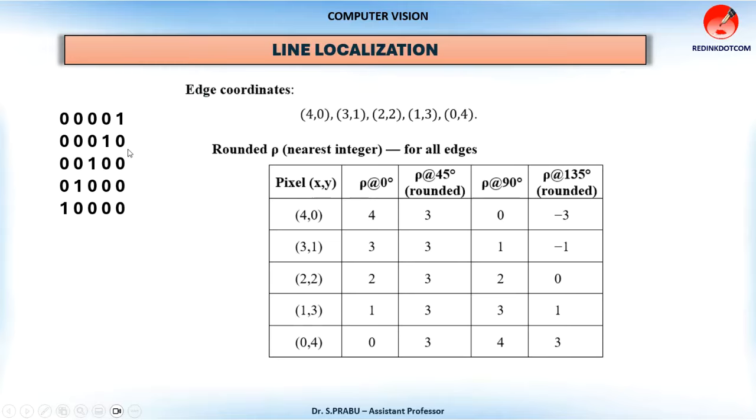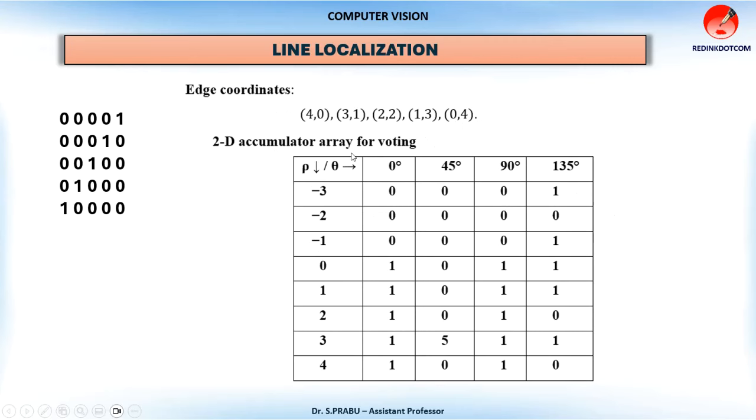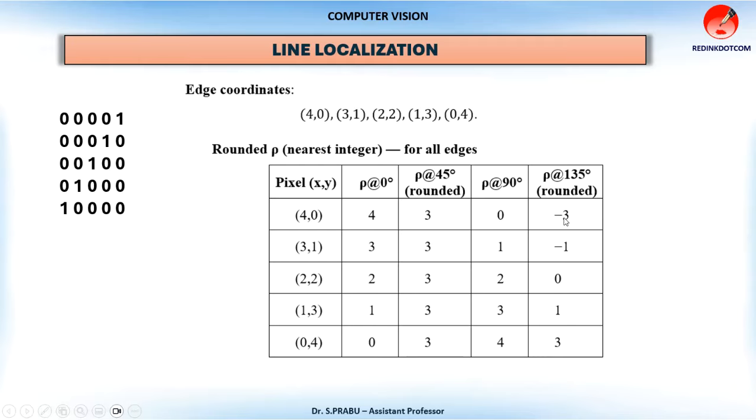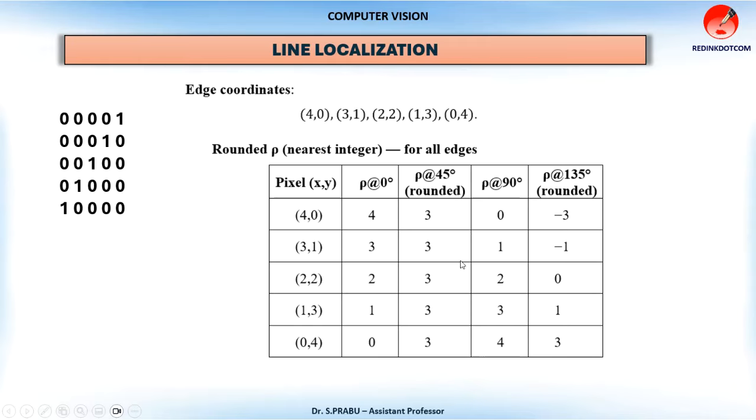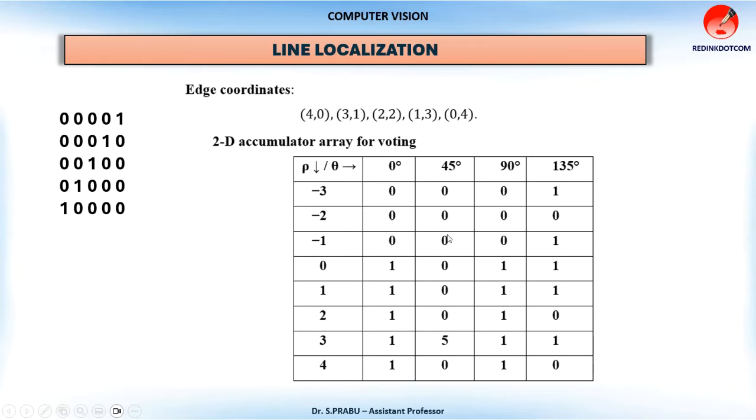Let's see this image. The coordinate points are illustrated here in the xy plane. Then find the rho for the different theta values, which can be illustrated here. Then update the accumulator array. Here -3 is the minimum value and 4 is the maximum value, so I can go from -3 to 4 for the rho column. Then count the values and update the accumulator array. Then identify the peak value. So it tells rho equal to 3 and theta equal to 45 degrees.